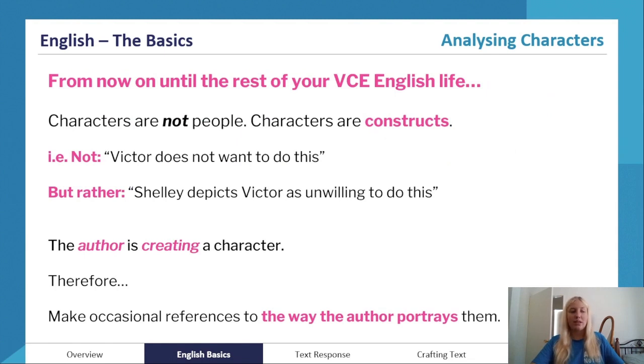So use characters as evidence when you feel it is beneficial and important. So make occasional references to the way that the author portrays their characters. Another example, how to write and how not to write.